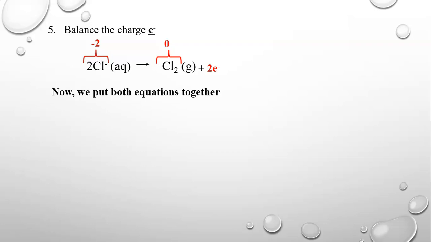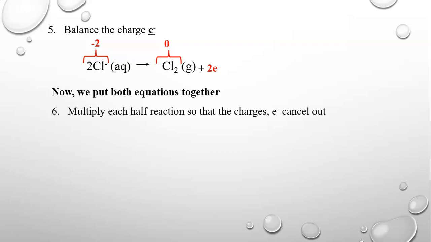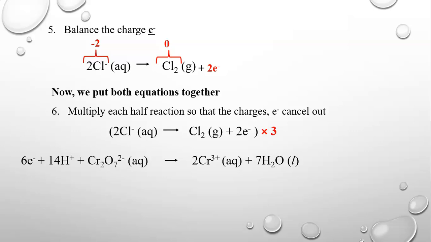Now we put both equations together. Multiply each half reaction so that the charges, the e minuses, cancel out. So there's the 2 equations. And you see on the first one, you have a 2e minus, the chloride one, the one we just did. For the first one that we did, the chromium one, you have a 6e minus on the left side that we computed earlier. So you need those 2 charges to be the same.